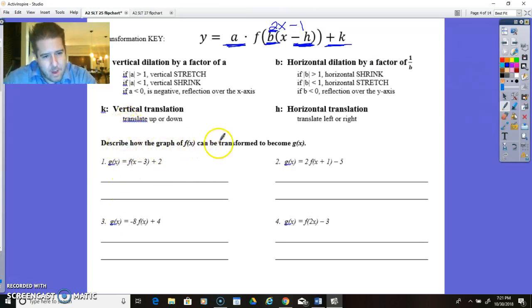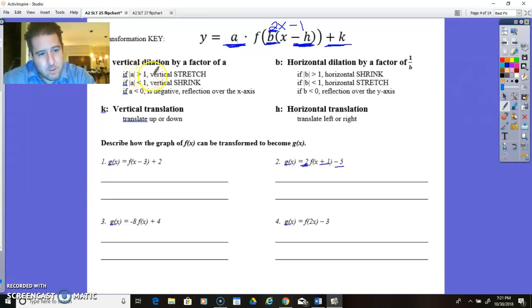All right, describe the graph and how it can be transformed to make it g of x. So this is a right 3. All you got to do is look at the notes, and this is up 2. Right 3, up 2. So this is left 1, down 5. So remember, this is h, this is k. That's h, that's k. So this 2 right here on the outside is kind of like the a.